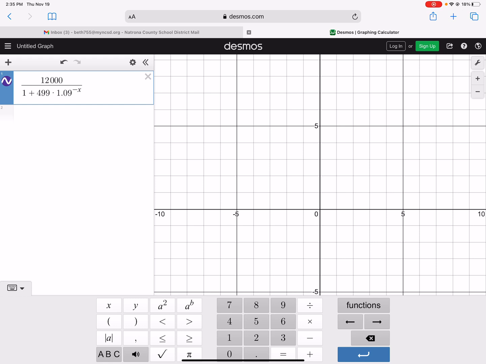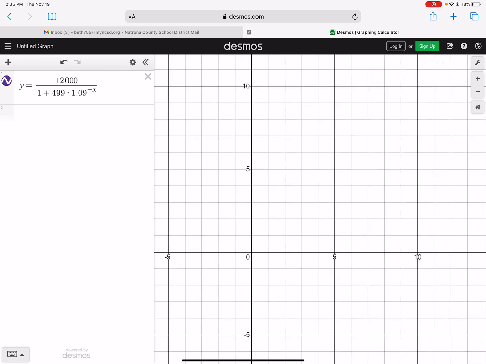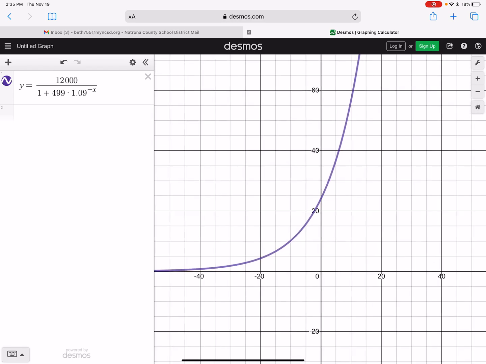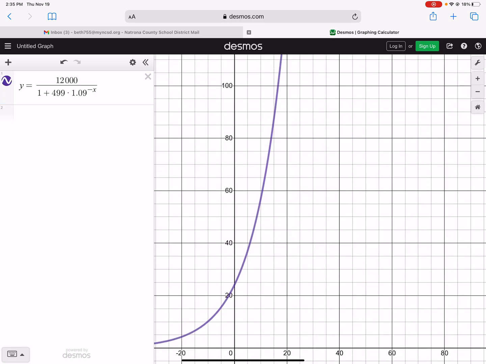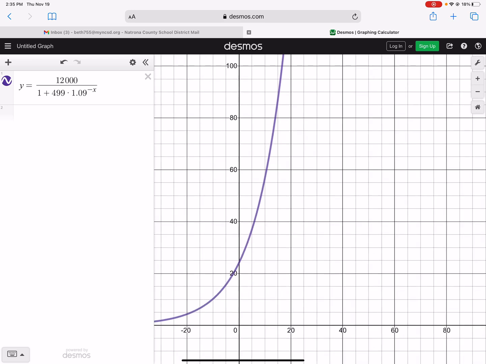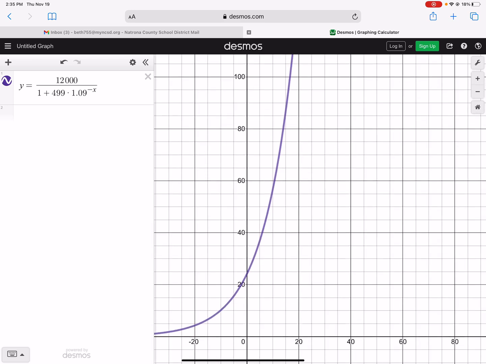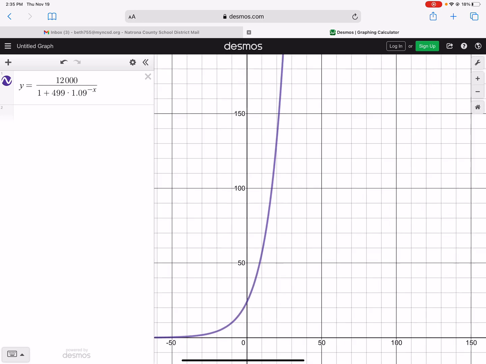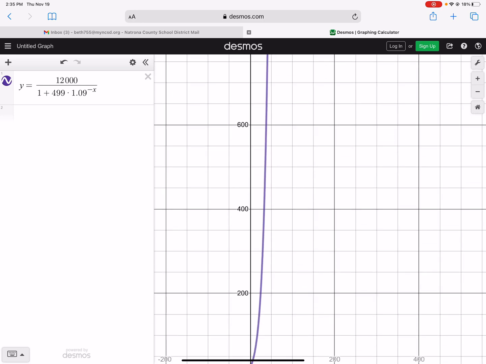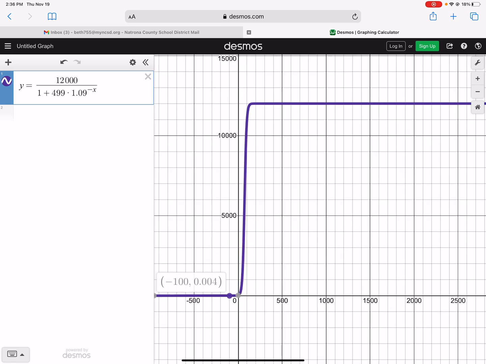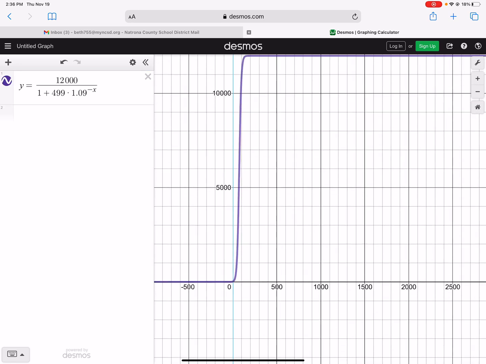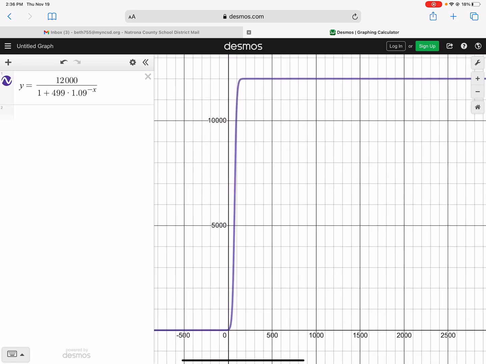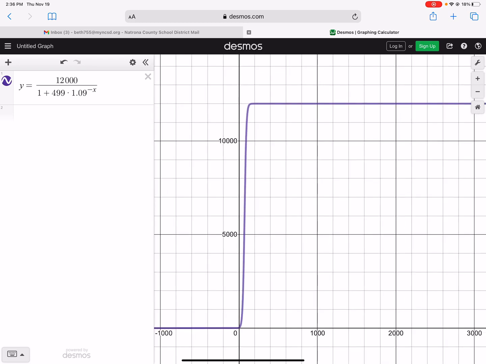And I'm going to say y equals. So it should give me my graph. There she is. Okay. And so it kind of goes up exponentially, but I do want to show you this. I'm just not good at Desmos. I want this just to come down because I think it flattens out. Well, I know it flattens out. This is why. There. Okay. It flattens out at 12,000.